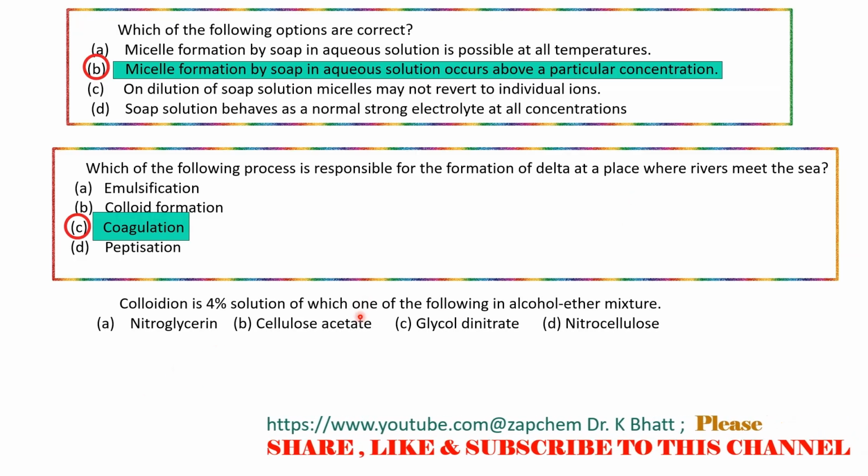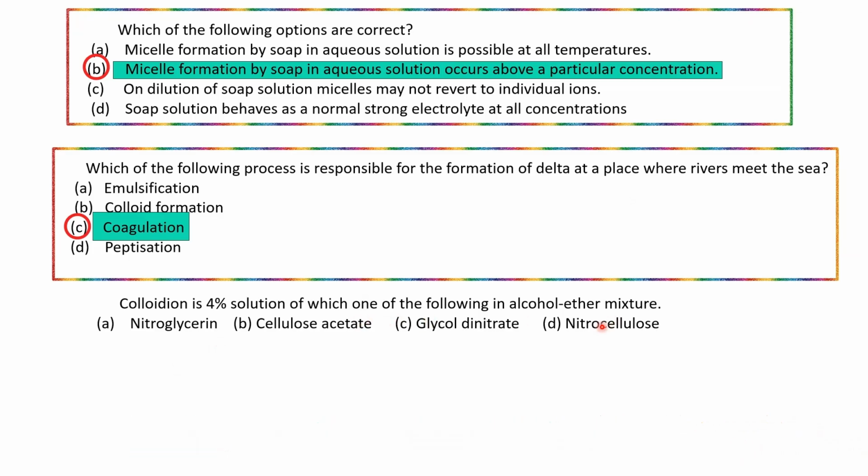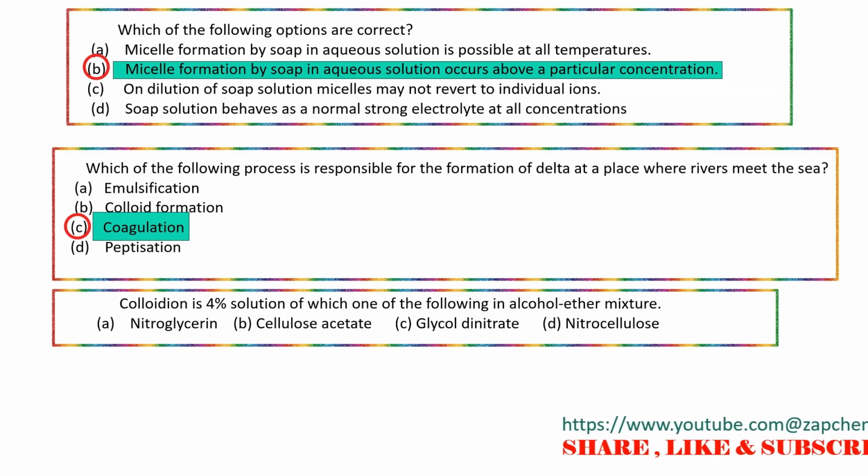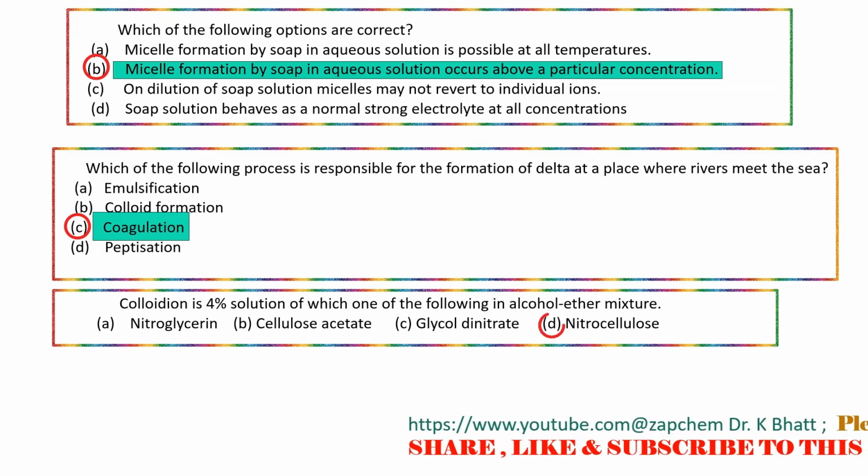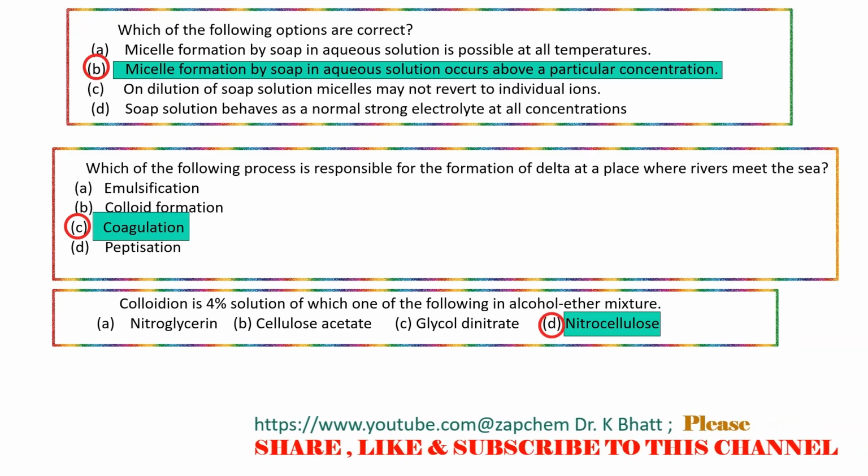Collodion is 4% solution of which one of the following in alcohol ether mixture? And the option is nitrocellulose. That's the correct answer.